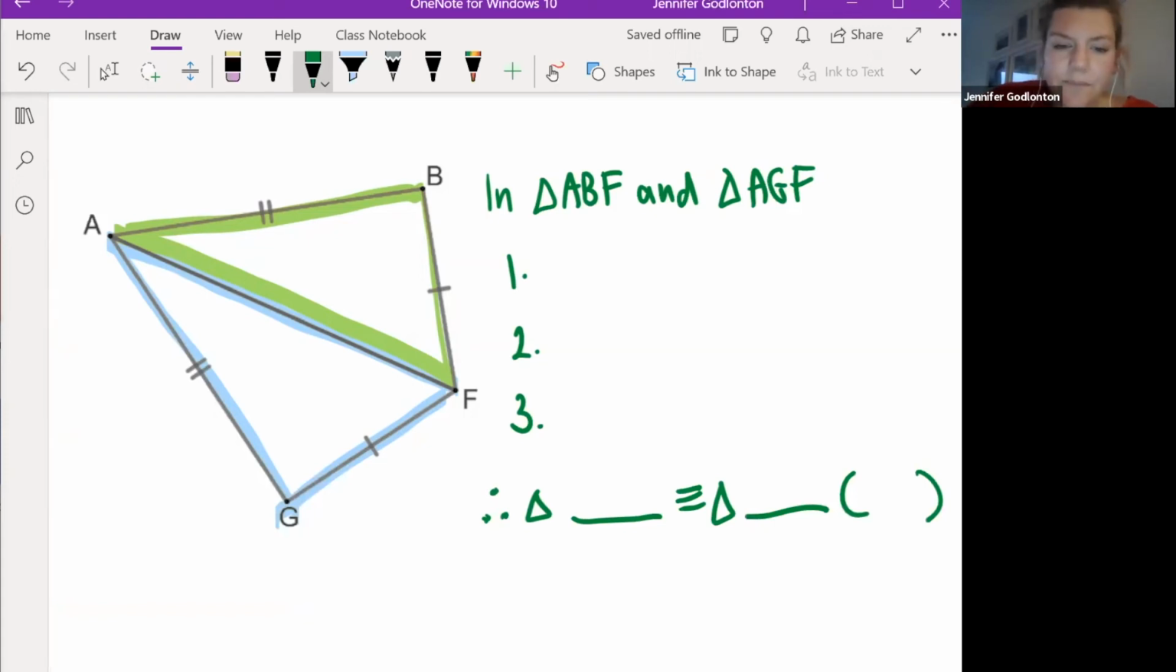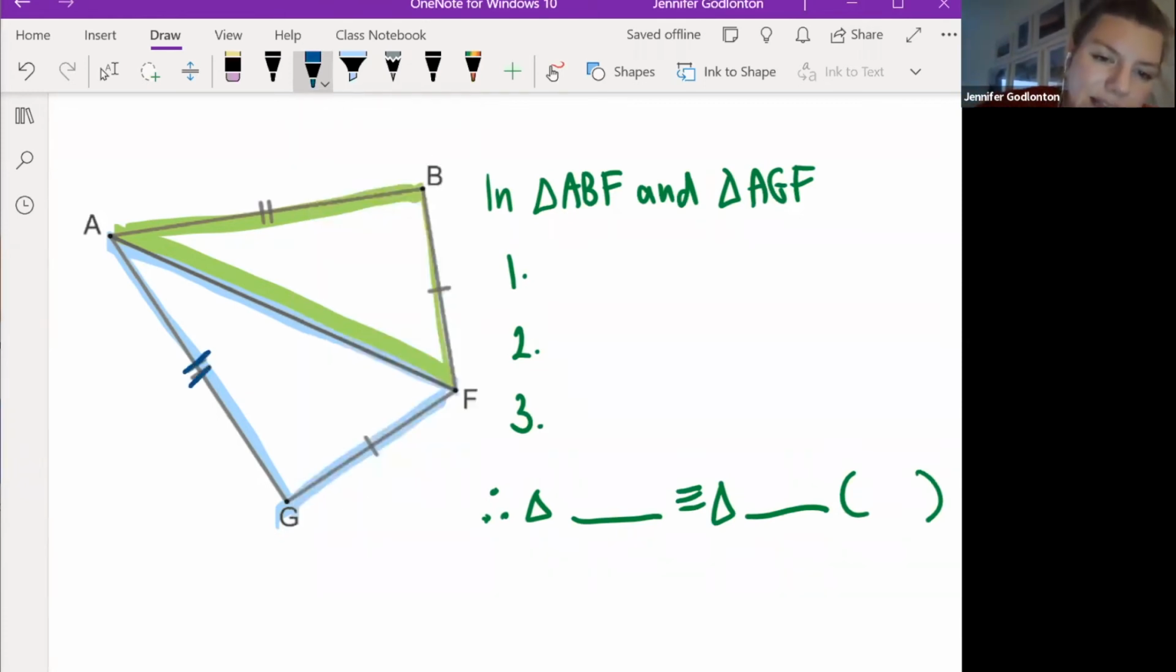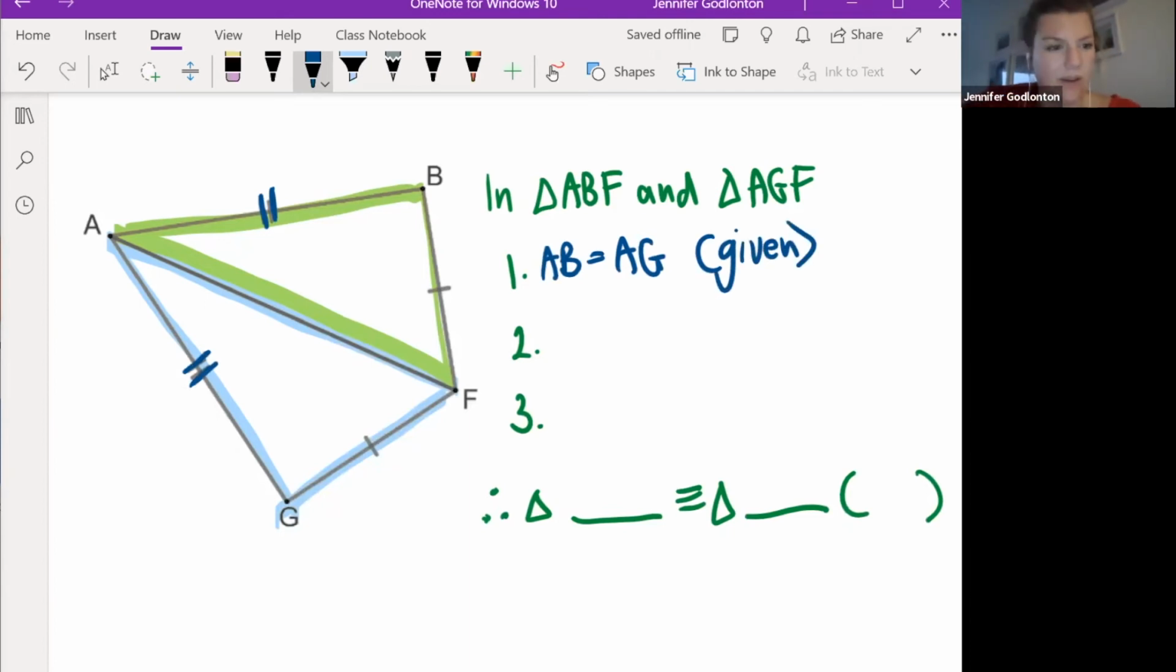Let's start. First of all, they've given us, I'm going to just do it in a slightly different color so you can see, they've given us that this side is equal to that side. So we can say AB is equal to AG, and our reason for that is that it has been given. Okay. They've also told us that this side here is equal to this side here. So that's telling us that GF is equal to BF, and again, our reason for that is that it has been given.